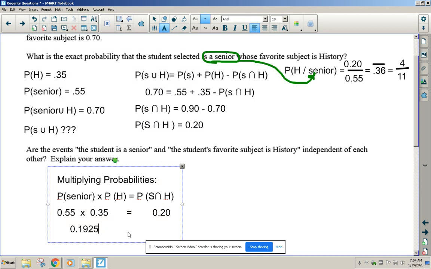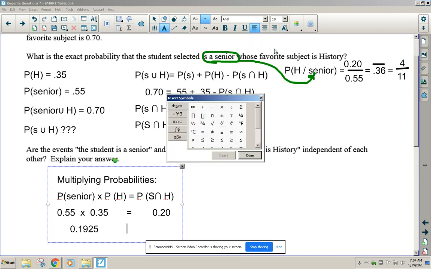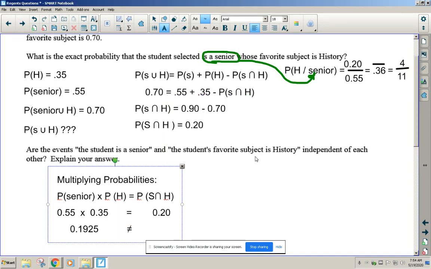When you're dealing with probability, unless you're told you're allowed to round, you're not allowed to round. And so you can't say 0.19 rounds to 0.2. This was very specific. You got 0.1925. And 0.1925, ladies and gentlemen, is not equal to, and where is my not equal symbol? I know it's in here someplace. There it is. 0.1925 is not the same as 0.20.